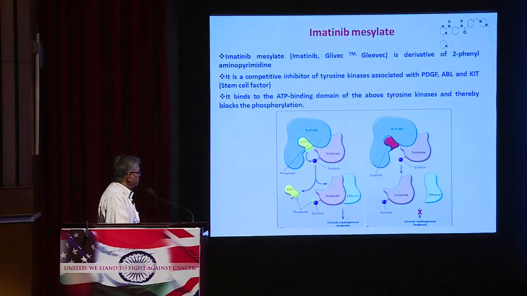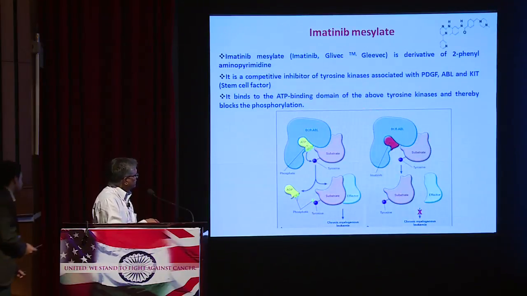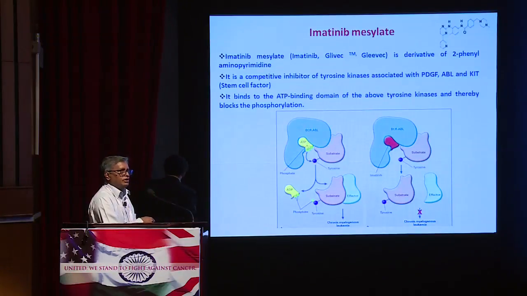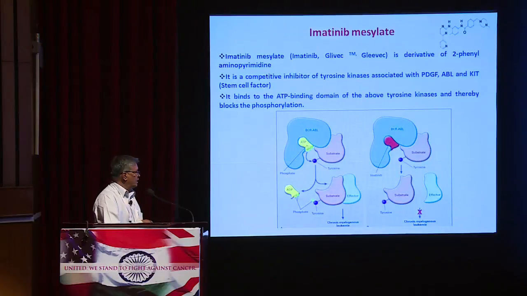And in fact, the first targeted anti-cancer drug came into the market, that is Gleevec, and this was shown to be the most successful targeted drug for cancers, which paved the way for many other anti-cancer drugs targeting particular kinases. Gleevec, that is imatinib, binds at the ATP binding site and thus blocks the activity of the kinase.